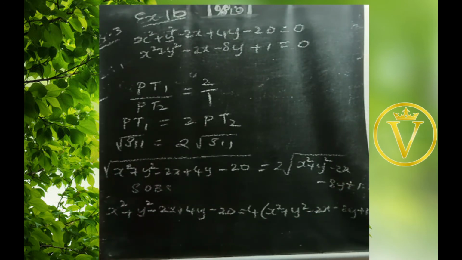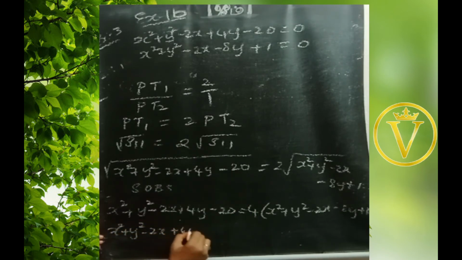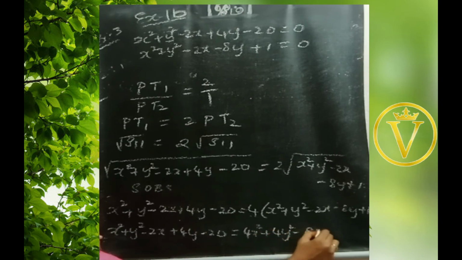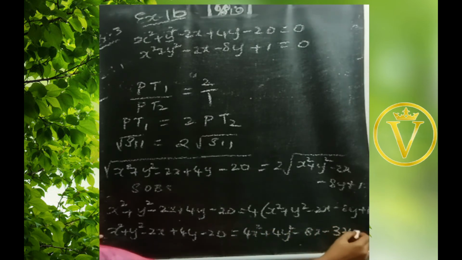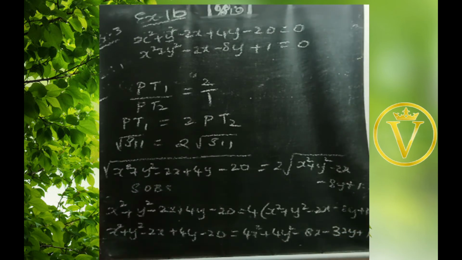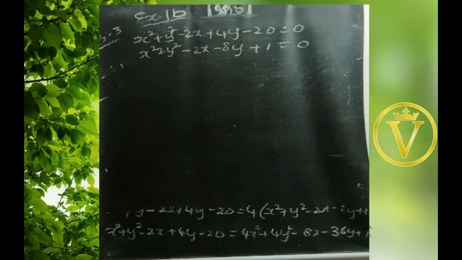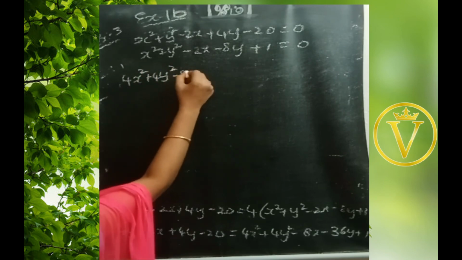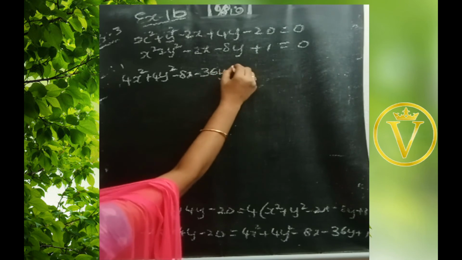Now multiply by 4. So x square plus y square, because here there is no term, here 1 is there, 1 into everything is that only. 4x square plus 4y square minus 8x minus 2y plus 1. Okay, now we have to solve it. Now make this equation go to that side. You will get 4x square plus 4y square minus 8x minus 36y plus 1.